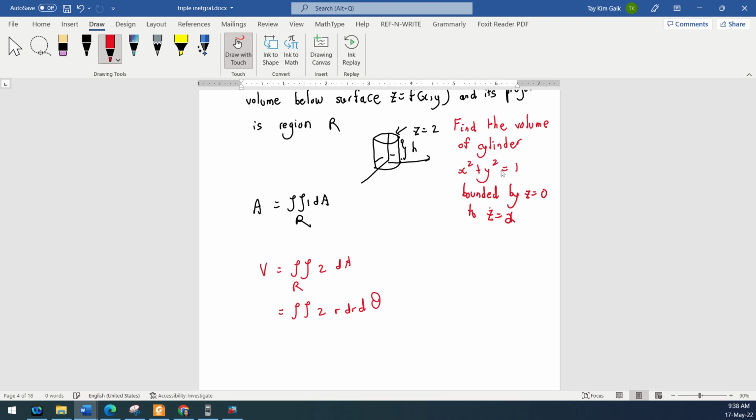X squared plus y squared equal to 1, so r from 0 to 1. Okay, you have the full circle, so theta 0 to 2 pi. So you integrate 2r with respect to r, you will have r squared divided by 2, 0 to 1, d theta.